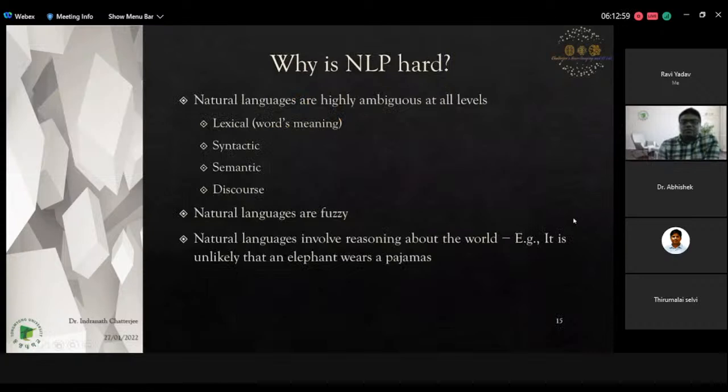So now, natural languages are highly ambiguous, as I told you, right? We have different kinds of word meanings, different kinds of syntactic meaning, semantic meaning, and obviously the discourse level. So natural languages are fuzzy. When we talk about examples like "I shot an elephant in my pajama", it was very unlikely that the elephant wears a pajama, but it is likely for me to be wearing a pajama while shooting the elephant. But it is ambiguous for the computer.